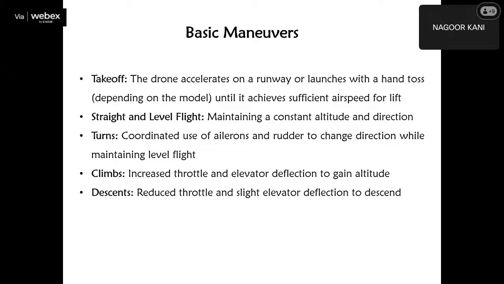The aileron banks the drone in the desired direction, while the rudder controls the yaw, the nose orientation, to prevent slipping during the turn. So that is the complex maneuvers coming here. Climbs are initiated by increasing throttle and slightly raising the elevators to gain altitude. Obviously, if you're reducing the throttle, we can lower the elevators and initiate the descent. So these are the maneuvers. Now at least we understand about the fixed wing drones.